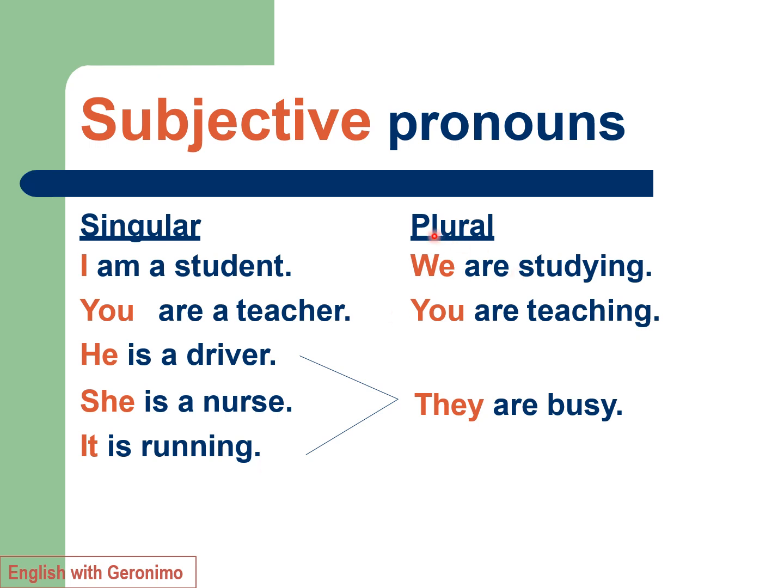So let's use subjective pronouns in the plural form also. We have number 1, we are studying. So we here is considered as a subject in the sentence, and the function of this is a subjective pronoun. Then next, we have you are teaching. So you also here is the subject in the sentence. And lastly, they are busy. So they here is also the subject in the sentence. Next slide.